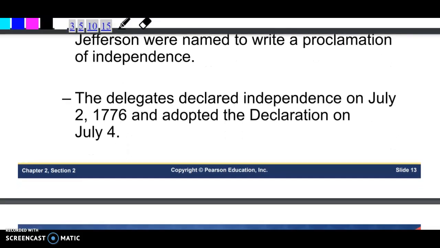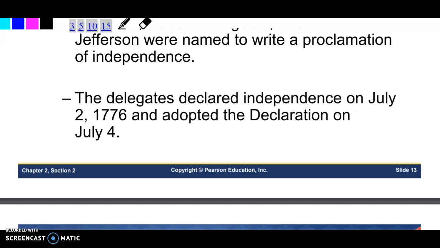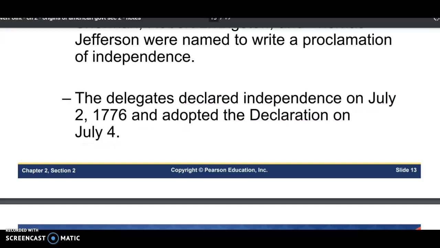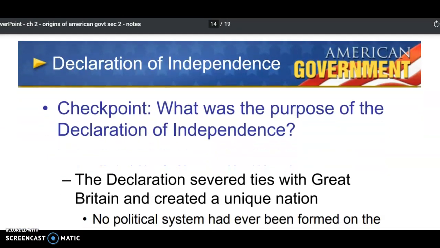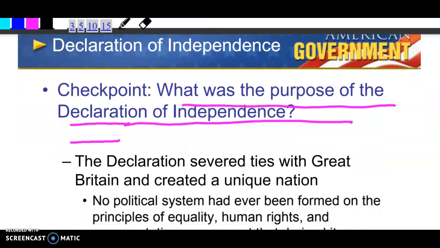The delegates, again, or representatives from the colonies, declared independence on July 2nd of 1776 and adopted the declaration that was written, the Proclamation of Independence. They adopted the declaration on July 4th. That's why we celebrate Independence Day on July 4th, because we declared and officially adopted independence on July 4th of 1776. So new heading, the Declaration of Independence.